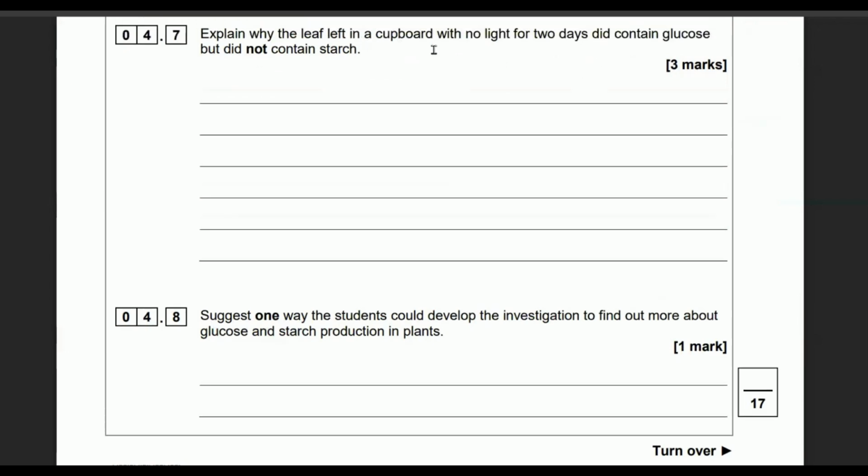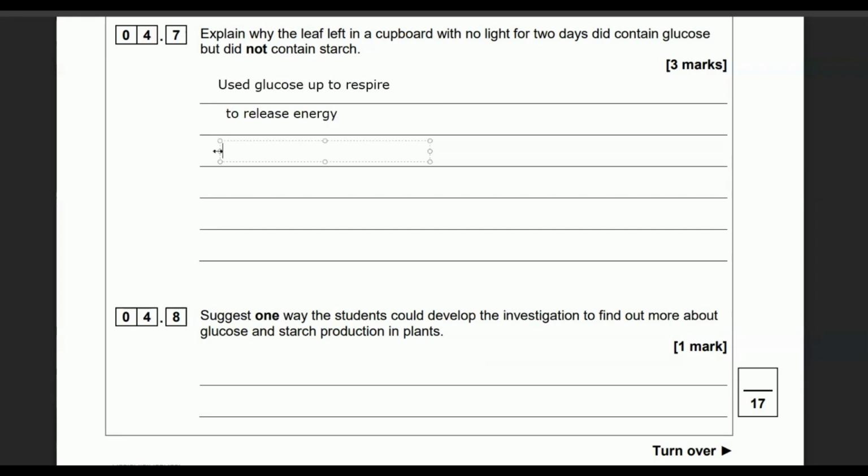Explain why the leaf in the cupboard with no light did contain glucose but no starch. So first of all, the plant's going to use the glucose. Remember, we said it had glucose and starch. So it's going to use some of the glucose up to respire. And that might be 2 marks for us because we're saying it's using the glucose for respiration to release energy to stay alive. So use glucose up to respire, to release energy because it's trying to stay alive.